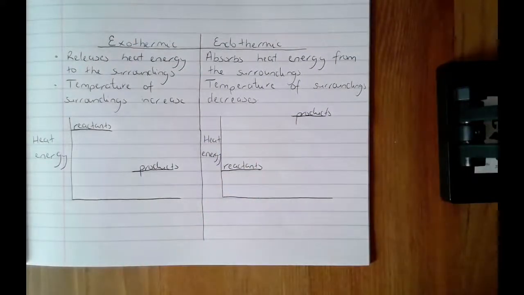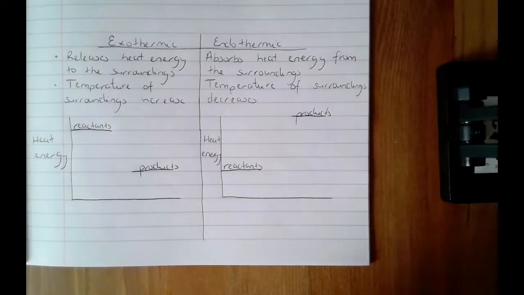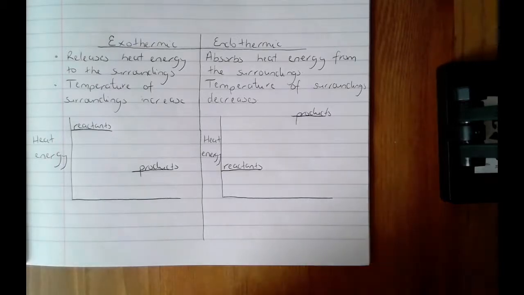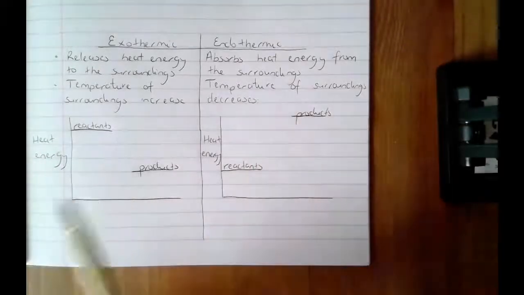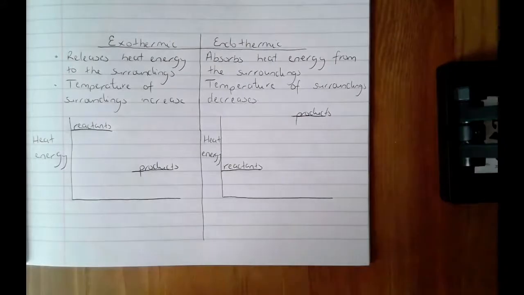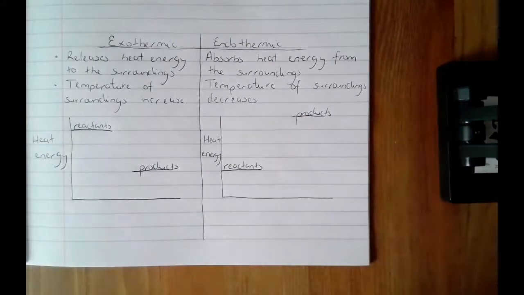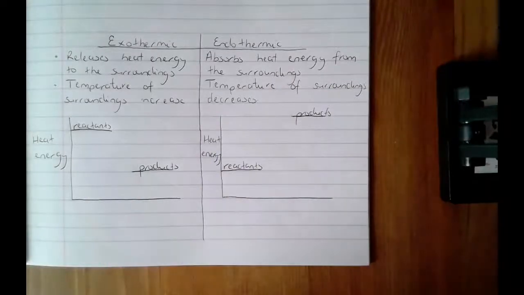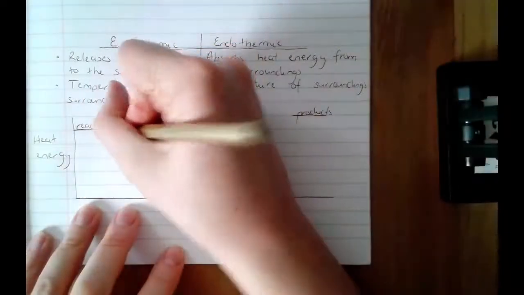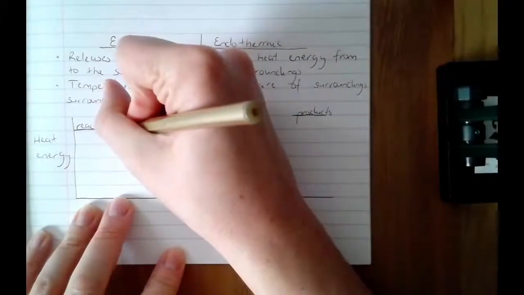The other thing I need to do on this reaction profile diagram is show the activation energy. So the activation energy is the minimum amount of energy required for a reaction to take place. It's kind of like a pass mark in the exam, the minimum amount of marks you need in order to pass. With a reaction, it's the minimum amount of energy that the reactants need to have in order to be able to react. Both reactions are going to have an activation energy, and to show this, all I need to do is draw a little hill.